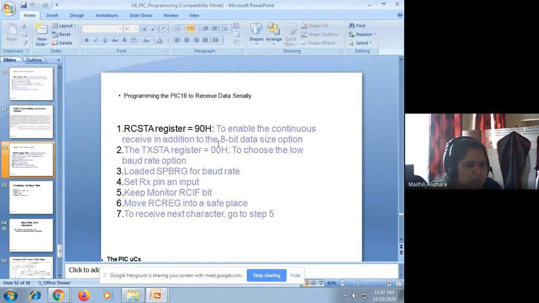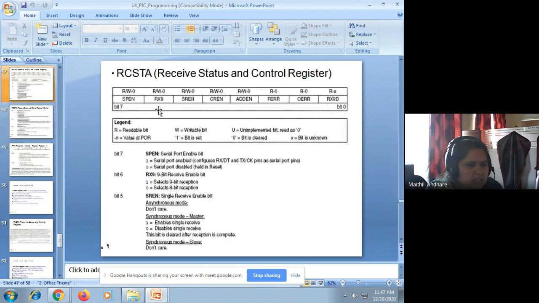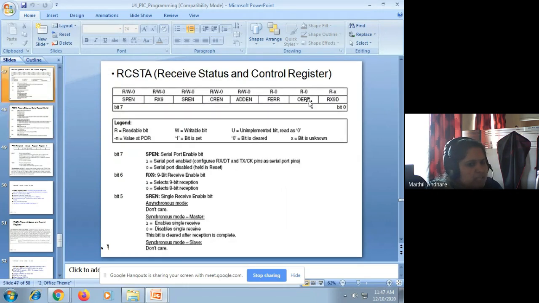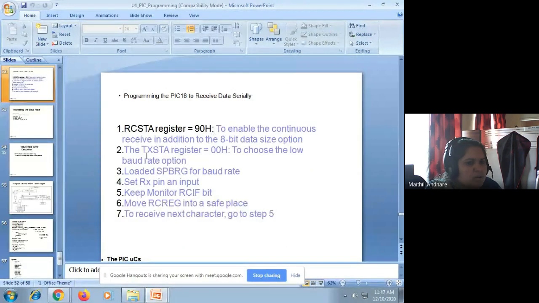Now, how does the reception value 90 come? In the RCSTA register it is 1001 and 0000. This bit is 1 as well as this bit is 1. That is SPEN, the serial port enable bit, and CREN, the continuous receive enable bit. Both should be 1 and all the remaining bits are 0. So that becomes 1001, that is 9, and 0000, that is 0. That's why for reception RCSTA should be 90, and the TXSTA register should be 00.